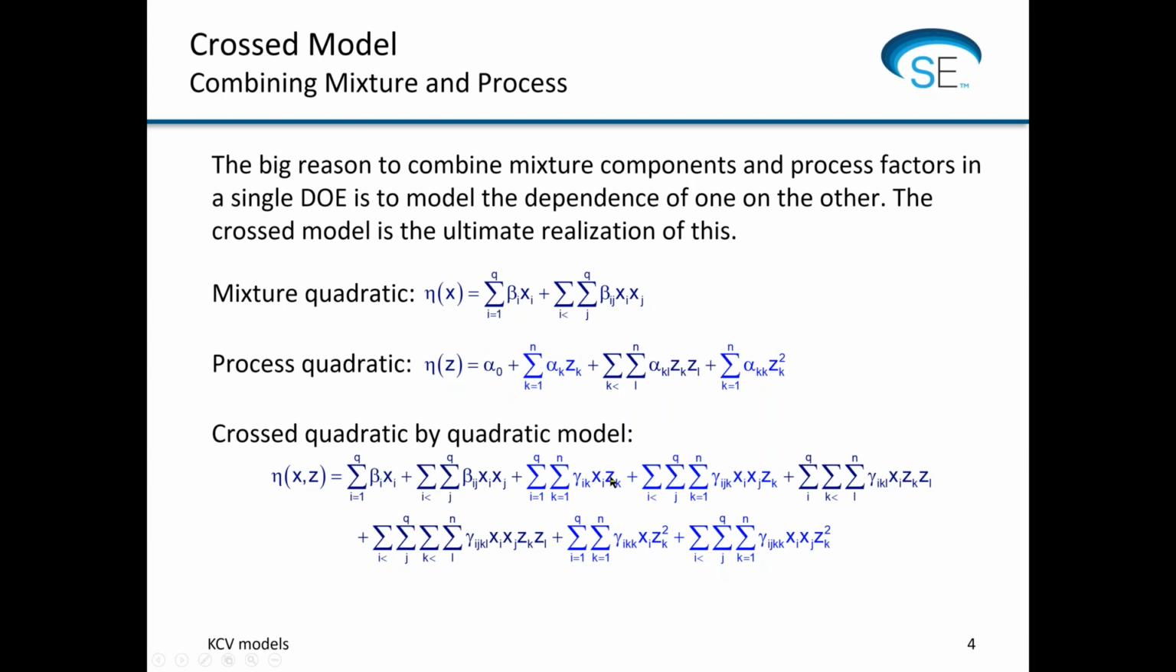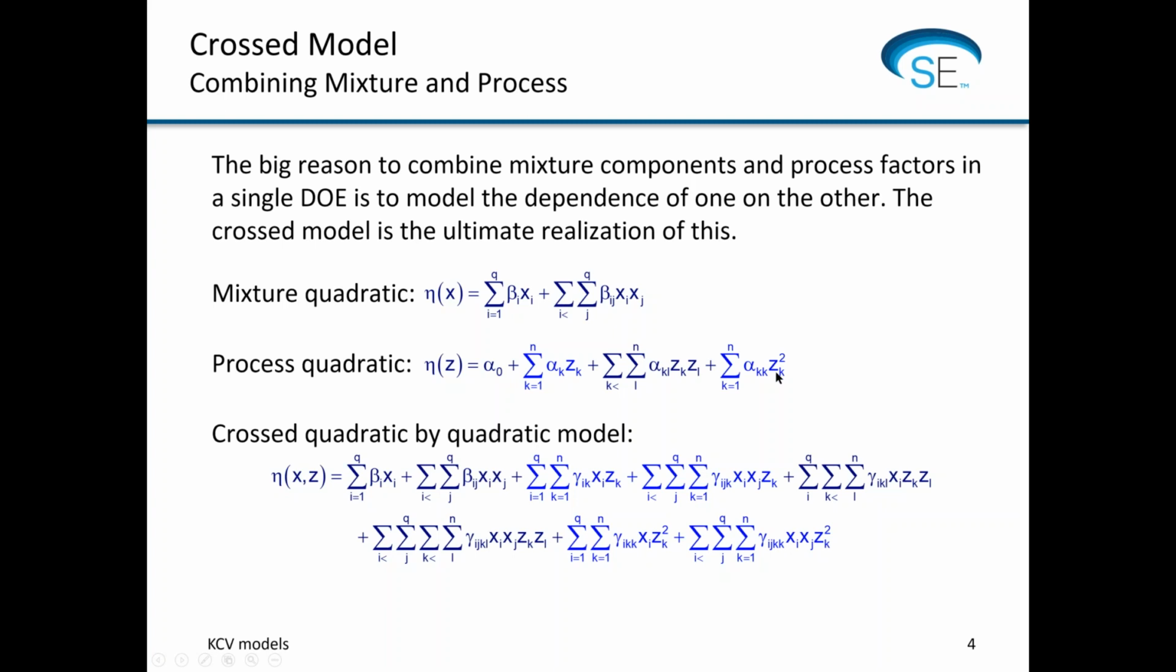And then I get a correction to those average blending properties in the linear part for the level of the process factor, and a correction to the mixture curvature for the level of the process factors. That's what these are. These are corrections to those average blending properties. Then what we do is we cross the mixture with the interaction term. And again, now I'm getting the correction to the linear blending for the interaction between the process factors and a correction to the quadratic blending for the interaction between the process factors.